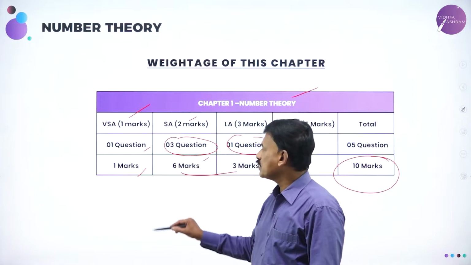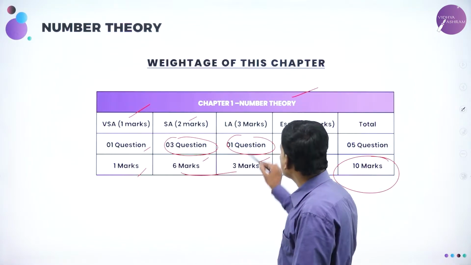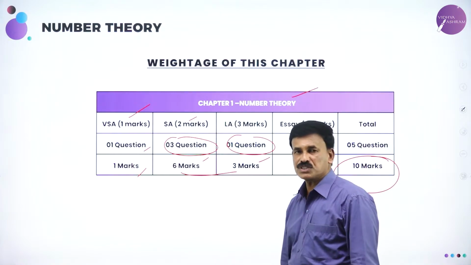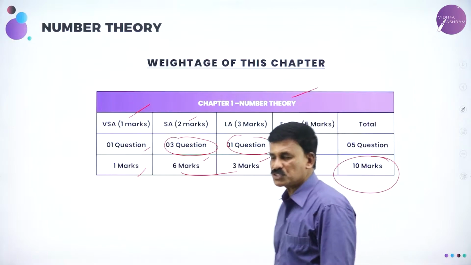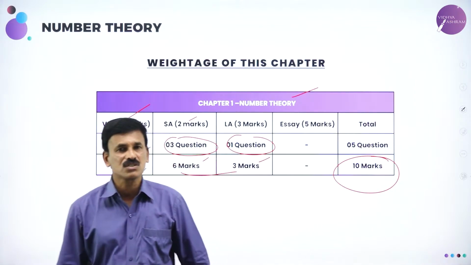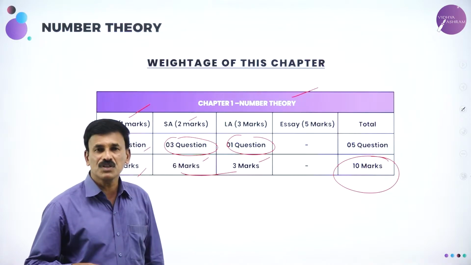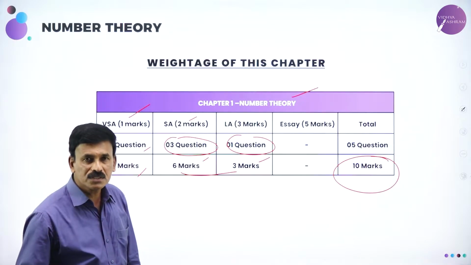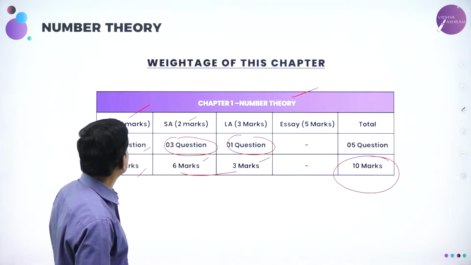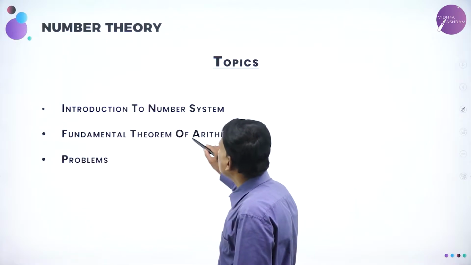So 1 mark 1 question, 2 marks 3 questions, and a long answer 3 marks 1 question. So 3 plus 6 plus 1, totally you will get the marks from this chapter. Okay, so it is a very easy chapter. This is nothing but the revision of what you have studied in your previous classes like 8th, 9th and 10th standard.